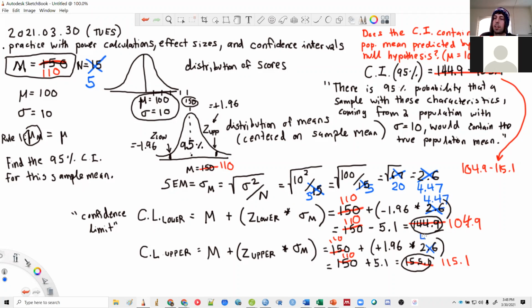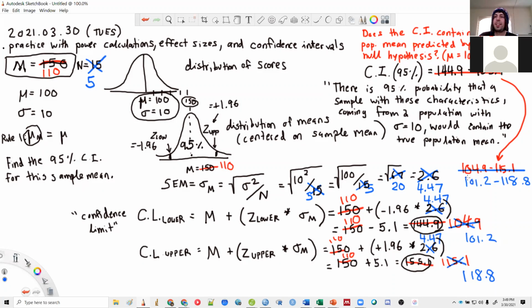And if you go through with all of these, we get 101.2 as our lower confidence limit and 118.8 as our larger confidence limit. And so the way we would express this is the confidence interval, 95% equals 101.2 to 118.8. So for this problem, did the population mean predicted by the null hypothesis overlap with our confidence interval? No. It was 100, and the confidence interval started at 101.